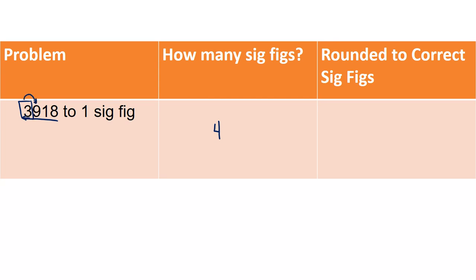We look at what comes after it. There's a 9. So we're going to round that up from a 3 to a 4. However, we have this 9, 1, and 8 to deal with. There's a huge difference. Let's say this is your paycheck, and let's say your paycheck was supposed to be $3,918. Well, if your employer pays you with significant figures, there's a huge difference between $3,918 and $4.